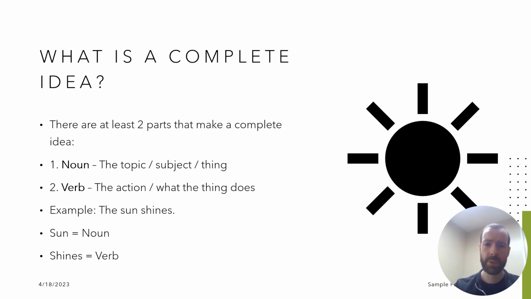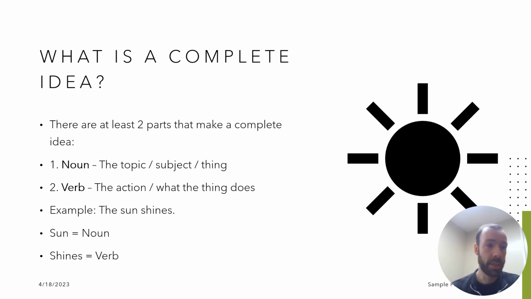We also need to, bare minimum, at least have a verb, which is the action, the thing that the thing is doing. So we need to say something about the sun and what it's doing. The sun shines, okay? That's a complete idea. It's a very short idea, but that is considered a full sentence. We have a subject or a noun, which is the sun, and we have a verb, an action that it is doing. It is shining. The sun shines.